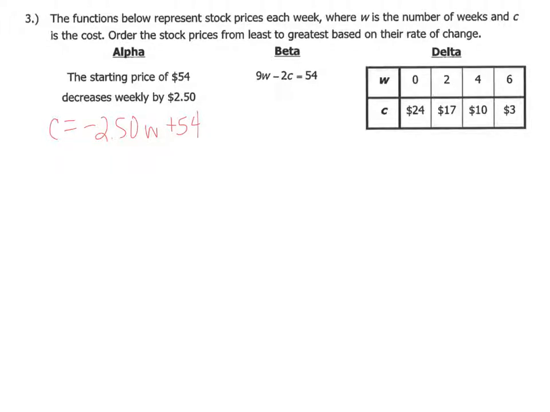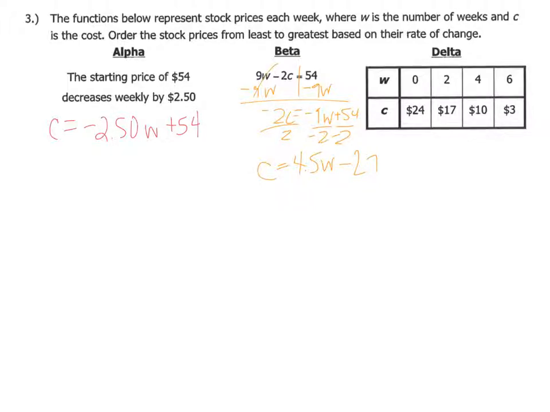Beta, we need to solve for C. So we're going to subtract 9W from each side. So negative 2C equals negative 9W plus 54. Divide everything by negative 2. And C equals 4.5W minus, and 54 divided by 2 is 27.